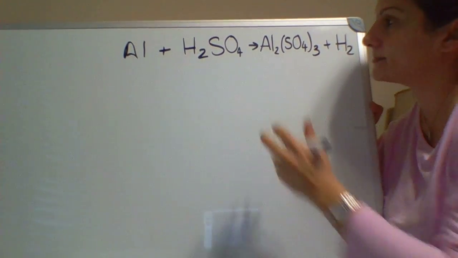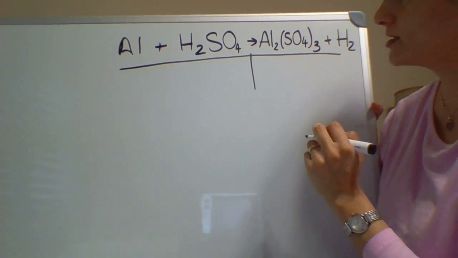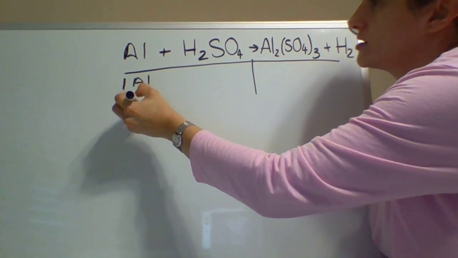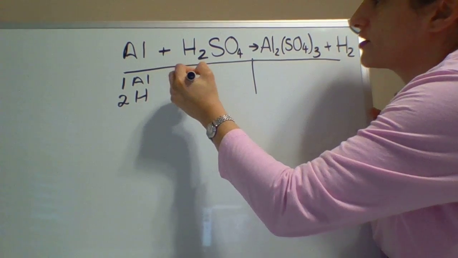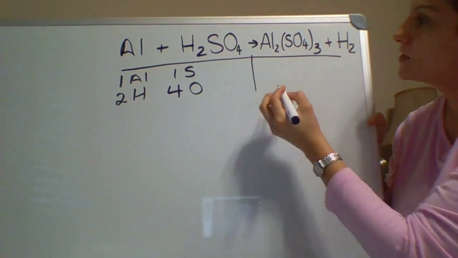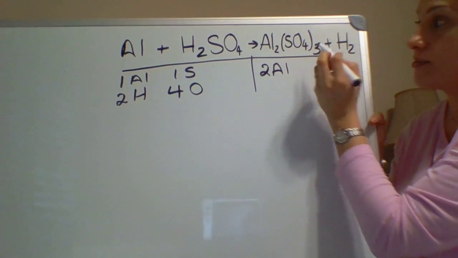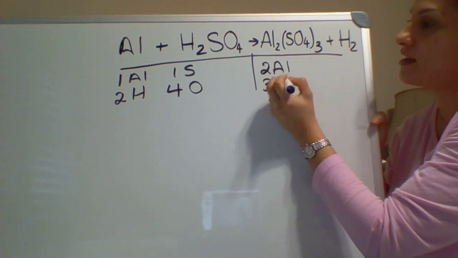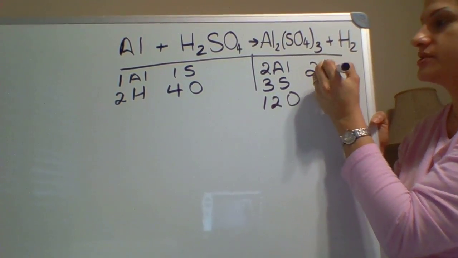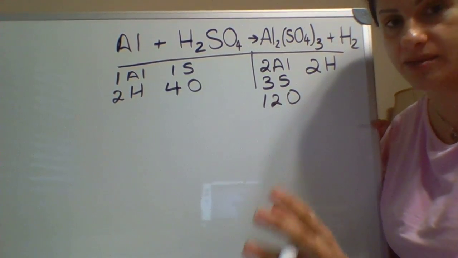Okay? So, same steps as always. Count the atoms. Let's look at them. How many aluminum do we have on the left? We have 1 aluminum. We have 2 hydrogen. We have 1 sulfur. And we have 4 oxygen. On the right-hand side, we have 2 aluminum. We have, remember the parentheses, 3 sulfur, 12 oxygen, and 2 hydrogen. Remember, leave hydrogen and oxygen until the end when it comes to balancing.